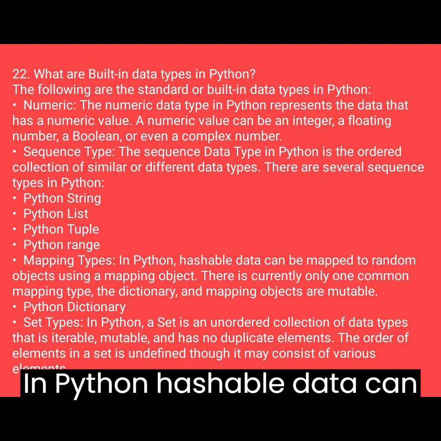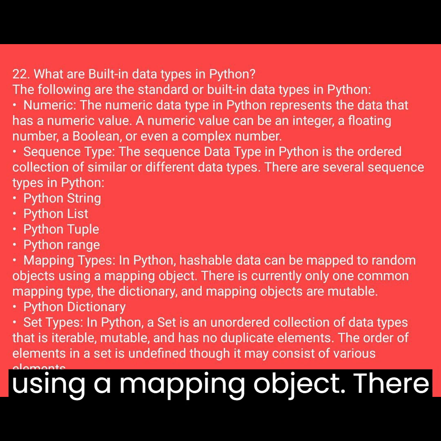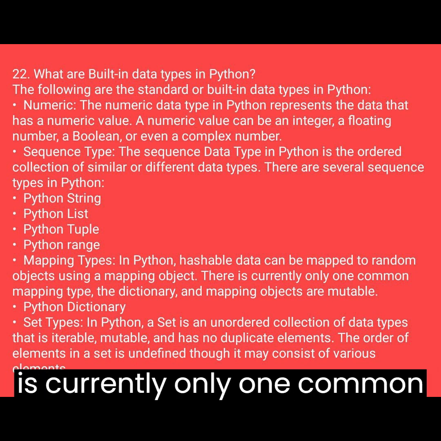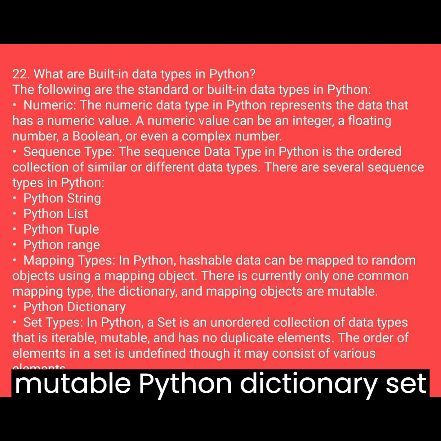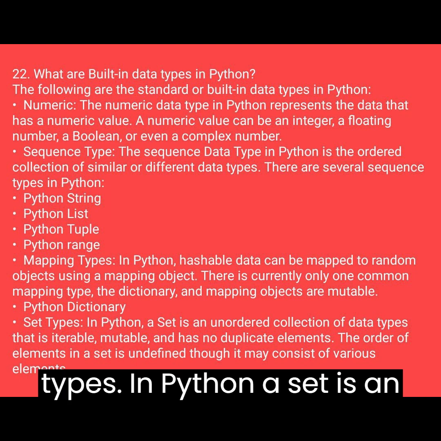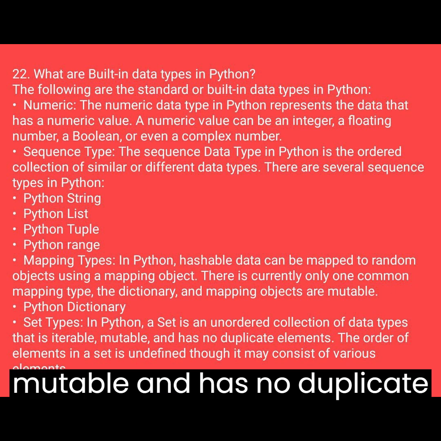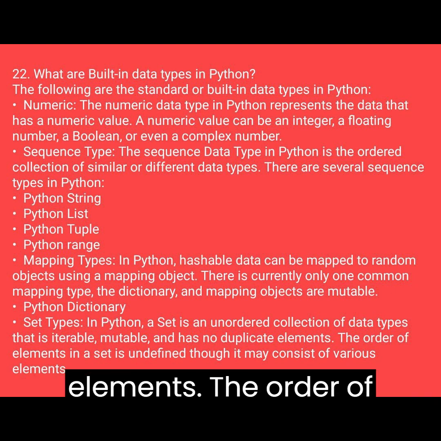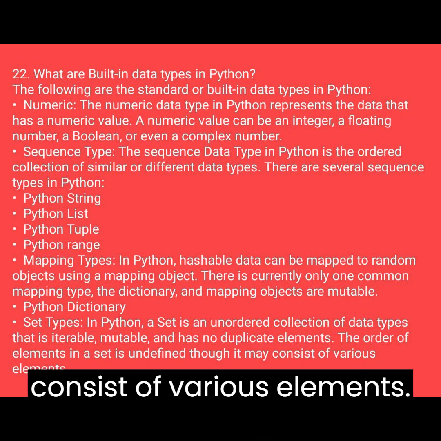Mapping types. In Python, hashable data can be mapped to random objects using a mapping object. There is currently only one common mapping type, the dictionary, and mapping objects are mutable. Python dictionary. Set types. In Python, a set is an unordered collection of data types that is iterable, mutable, and has no duplicate elements. The order of elements in a set is undefined, though it may consist of various elements.